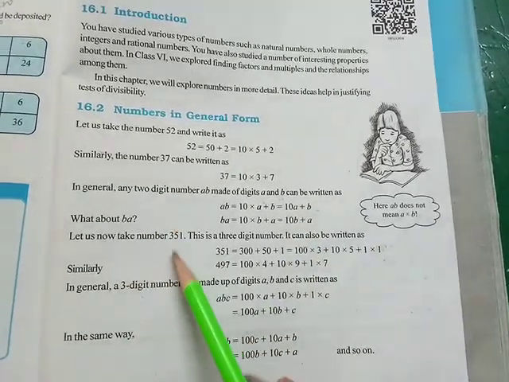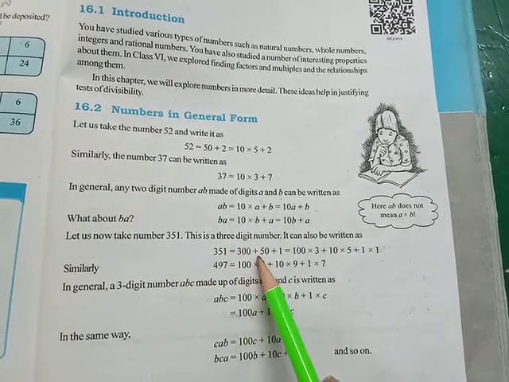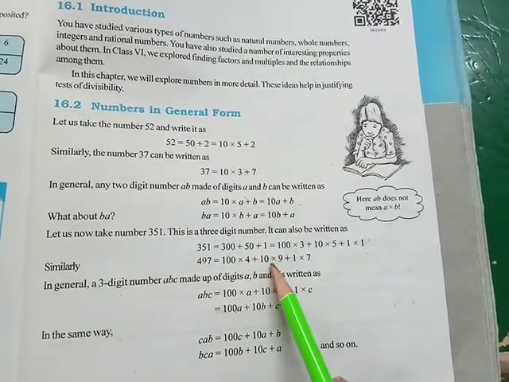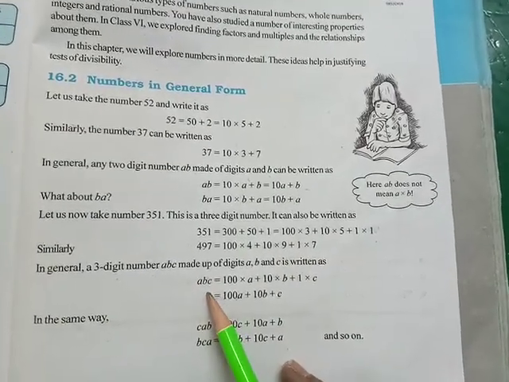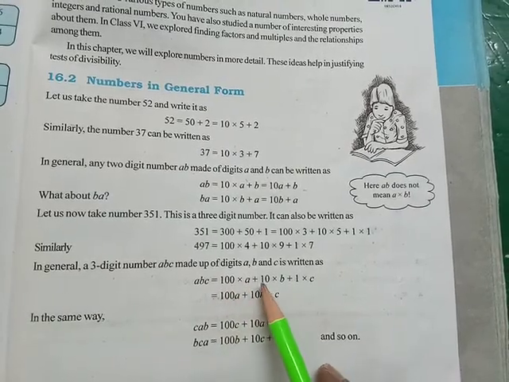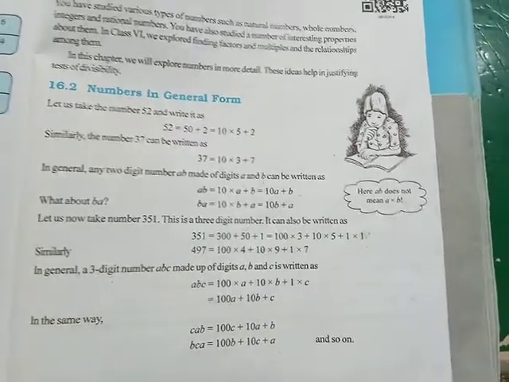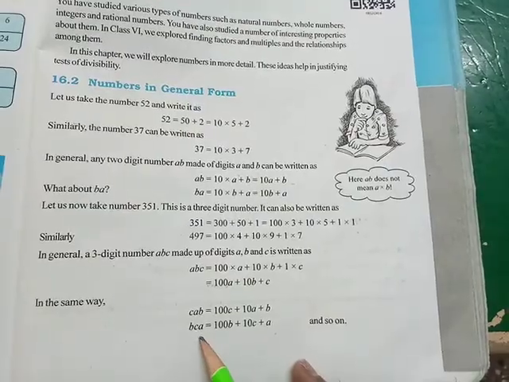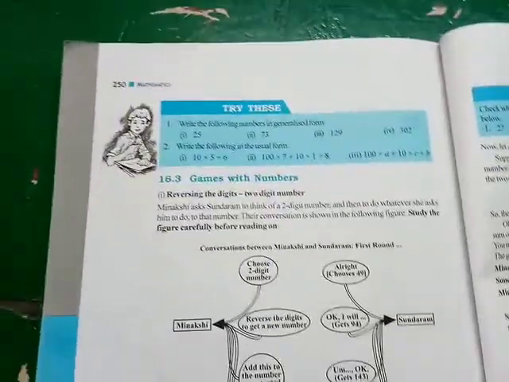Suppose we have three digit numbers, so 351 is 300 plus 50 plus 1, that is 3 into 100, 5 into 10, 1 into 1. 497 is 100 into 4, 10 into 9, 1 into 7. So how will you represent three digit numbers in general form? ABC is equal to 100 into A, 10 into B and 1 into C, that is 100A plus 10B plus C. Reverse the digits, CAB, that is 100C plus 10A plus B. BCA is 100B plus 10C plus A. This way we can form a general formula for representing two digit and three digit numbers.